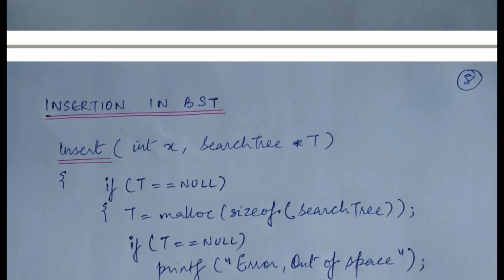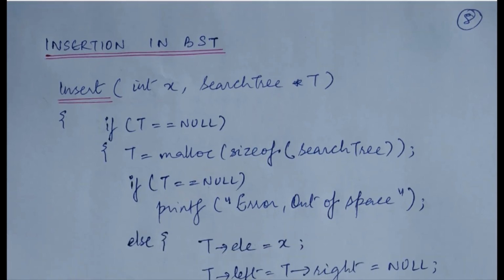And if this element is less than the root, I try adding this element in the left subtree. So I'll recursively call insert this x in the left subtree. Till I find an empty location at the correct place, I will add it.